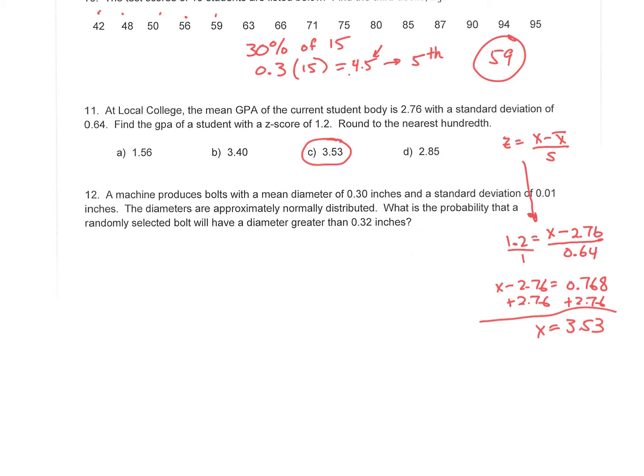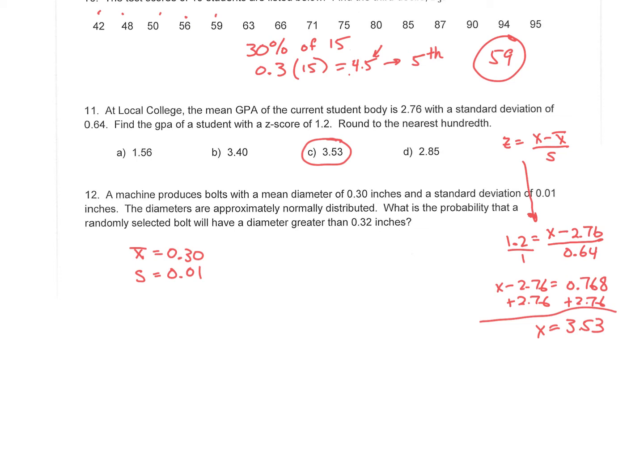Next question: a machine produces bolts with a mean diameter of 0.30 inches. So that's the mean. And a standard deviation of 0.01 inch. The diameters are approximately normally distributed. What's the probability that a randomly selected bolt will have a diameter greater than 0.32 inches?